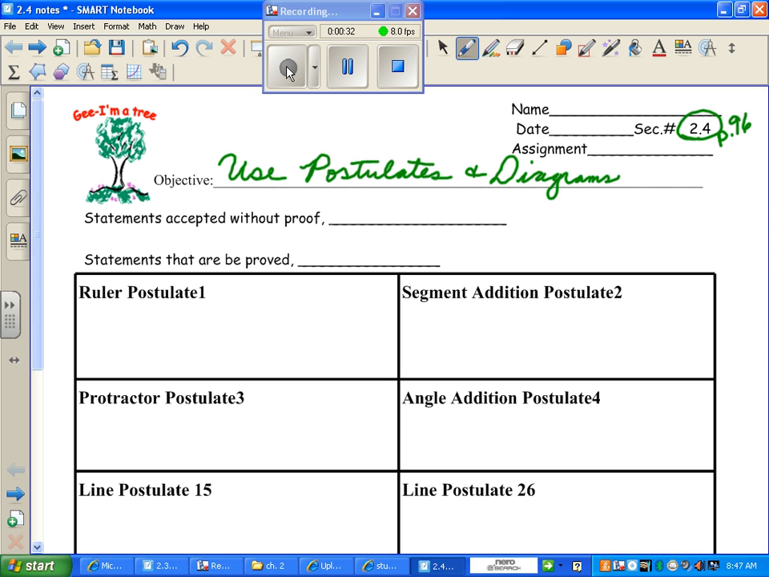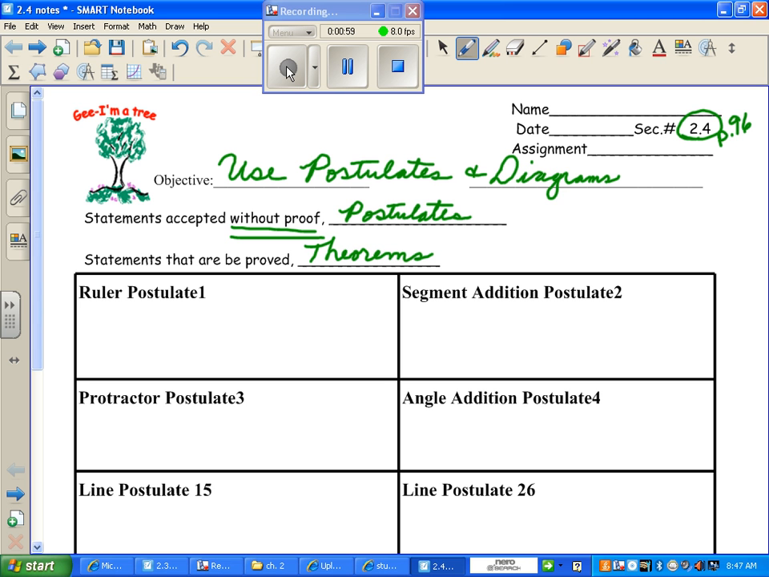Okay, postulates. These are statements accepted without proof. It's important to know that postulates are accepted without proof. These are like baby statements, small statements we make that don't have to be proved. So we accept them without proof. Statements that must be proved are theorems.